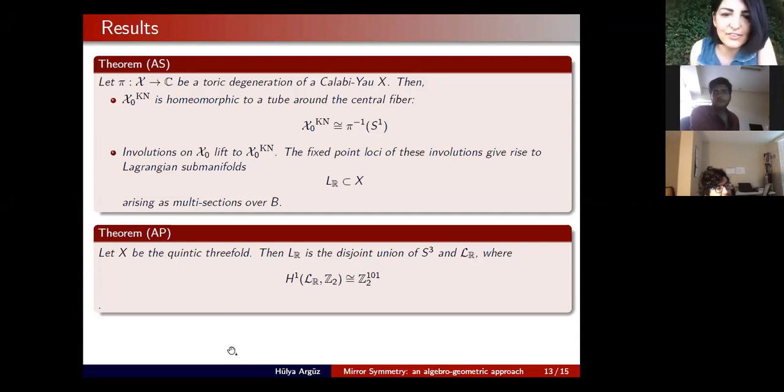Oh, okay. I cannot see the chat window somehow. Sorry. If you might report any questions to me, I would really appreciate that.